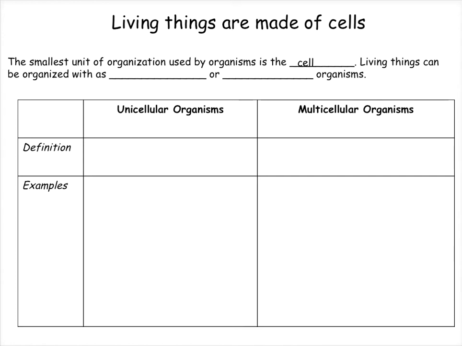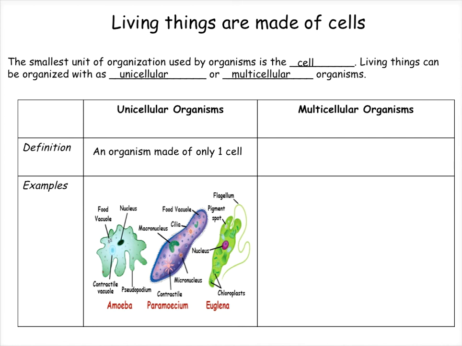Some organisms have a unicellular organization, while others have a multicellular organization. To be unicellular means that you are made of only one cell. And I have some examples here of unicellular organisms. Amoebae, Paramecia, and Euglena are all examples of unicellular organisms.